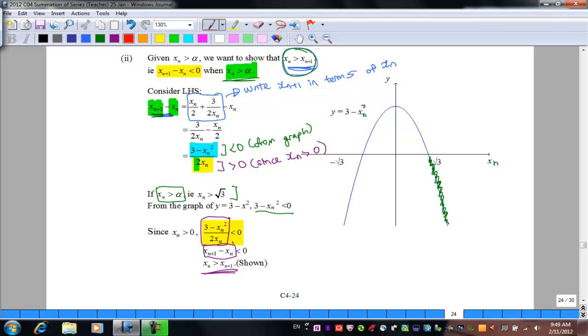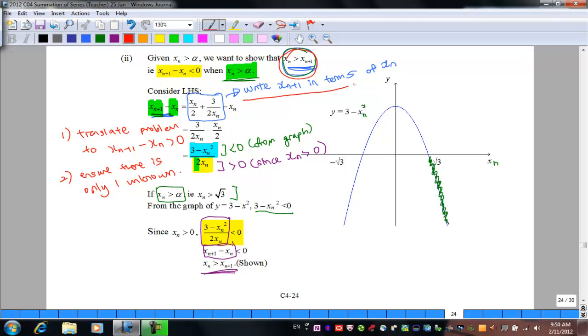Let me give you a quick summary for this kind of proving question. Firstly, we translate the problem to xn plus 1 minus xn more than 0, instead of working with this. Following that, I ensure there is only one unknown. And how did I do that? I did that by doing this, writing xn plus 1 in terms of xn.